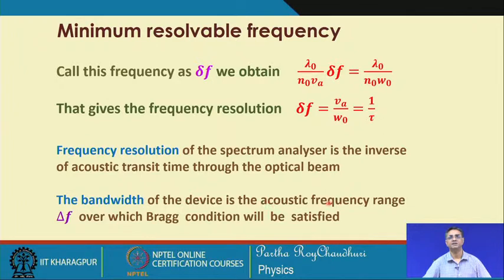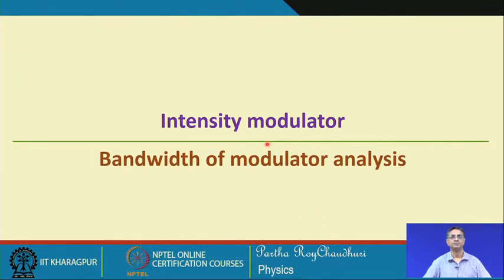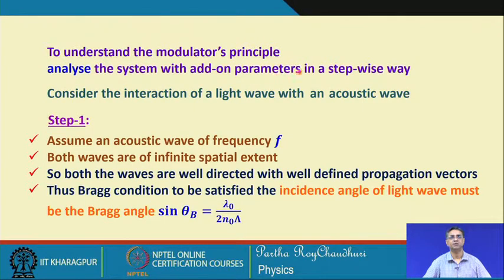The bandwidth of the device is the acoustic frequency range delta f over which the Bragg condition can be satisfied, because if I just randomly change the frequency, the Bragg condition will not be satisfied for all frequencies. It will be satisfied only for a range of frequencies, and we are going to analyze for which range of frequencies this Bragg condition will be satisfied, so that it can be used as a useful spectrum analyzer. This analysis involves several parameters like the width of the optical beam, wavelength of the optical beam, acoustic beam width, acoustic frequency, and range of frequencies. Therefore, we make a stepwise analysis to understand very clearly how this bandwidth can be optimized.